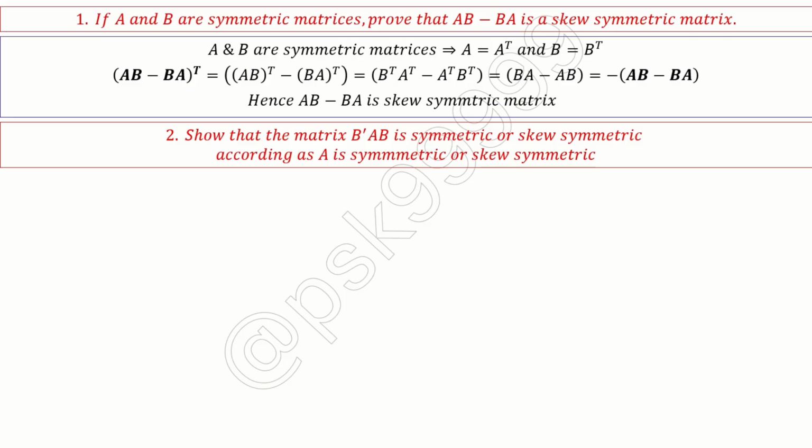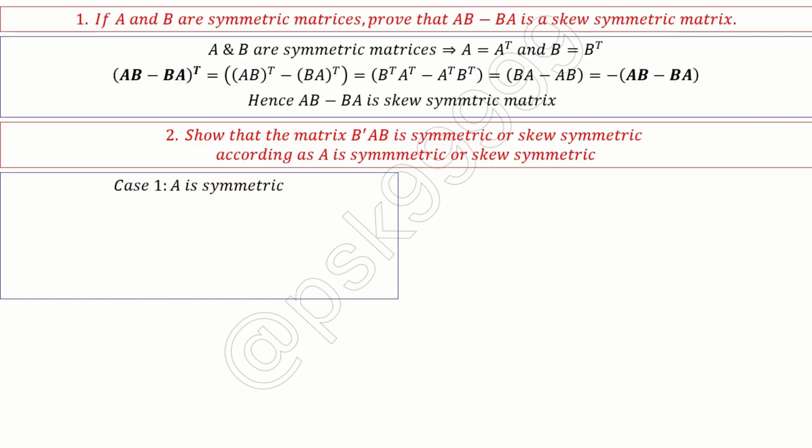Show that the matrix B dash AB is symmetric or skew symmetric according to A is symmetric or skew symmetric. So first let's say A is a symmetric matrix, which means A equal to A dash. Correct? Now B dash AB whole dash is equal to, I will take these two matrices as one, so AB whole dash into B dash whole dash. B dash whole dash is nothing but B, we know. And this AB whole dash is nothing but B dash into A dash. Now A dash is nothing but A.